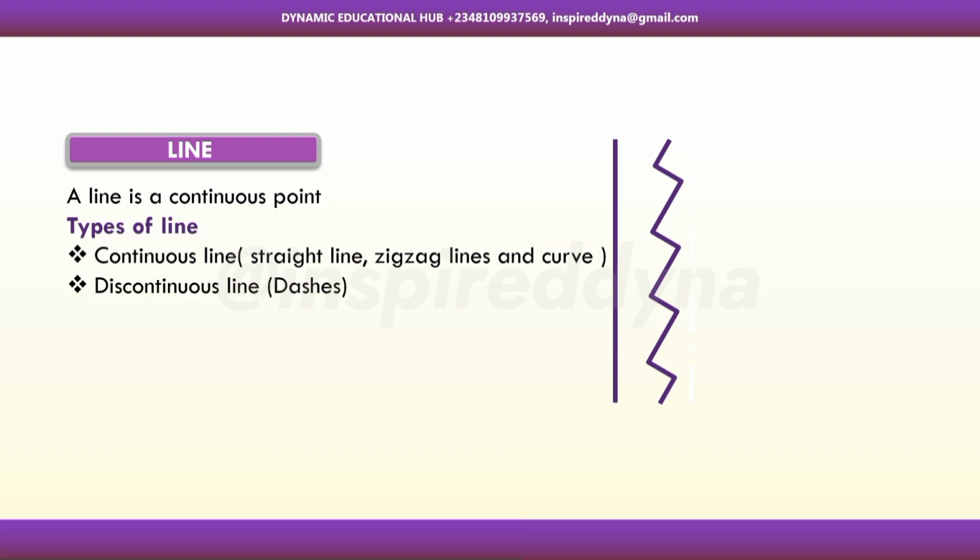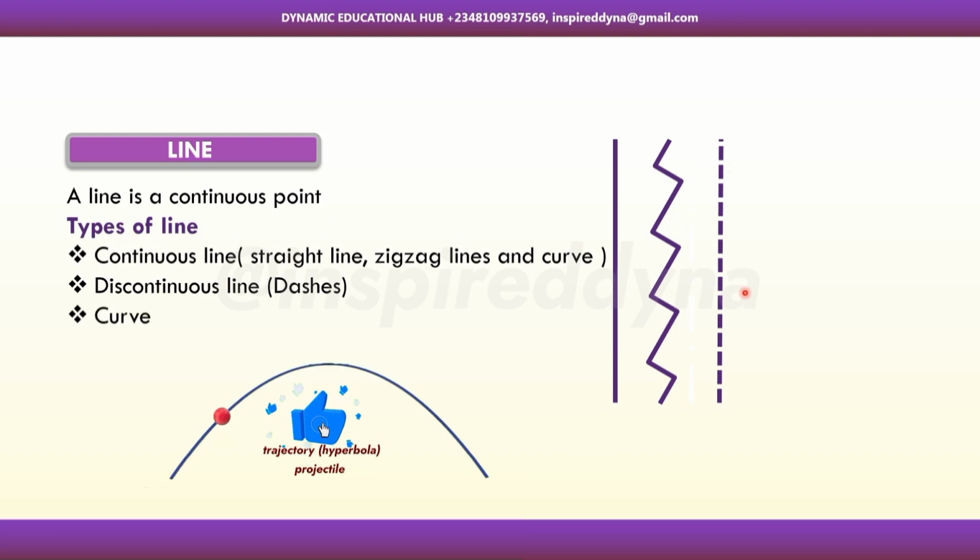We also have the discontinuous line. Discontinuous lines are known as dashes. This is an example of a discontinuous line, and if you look at it very well, we are able to see some gaps between the lines. That is why it is discontinuous.